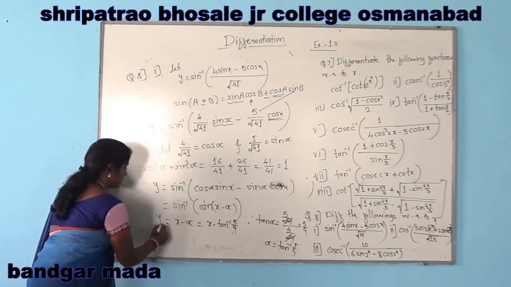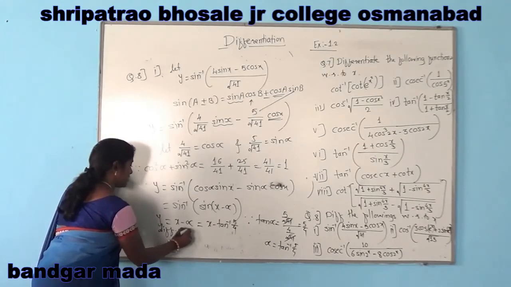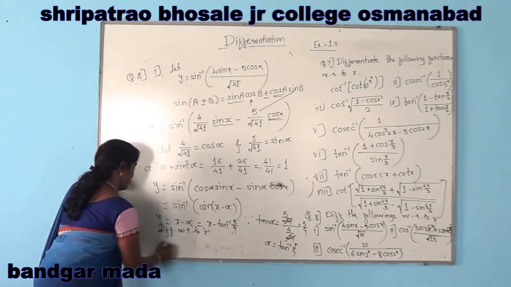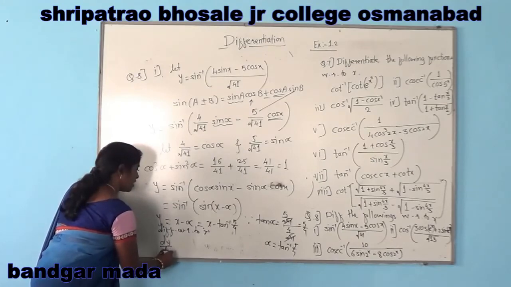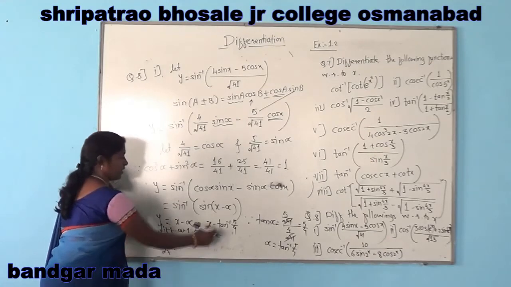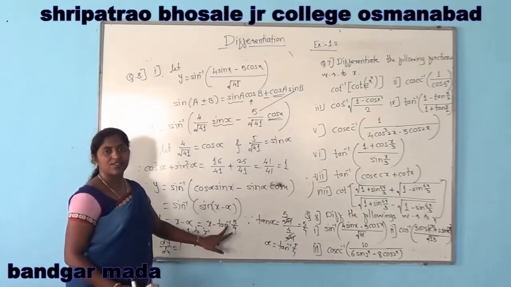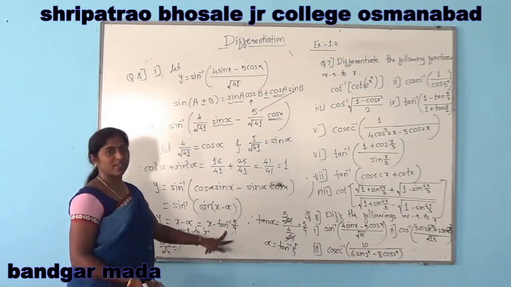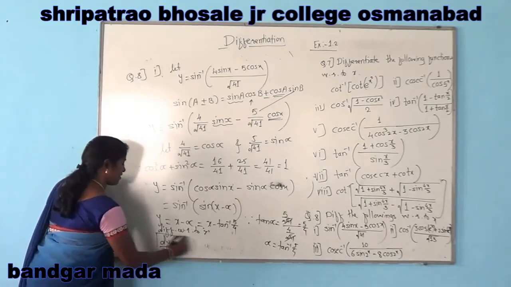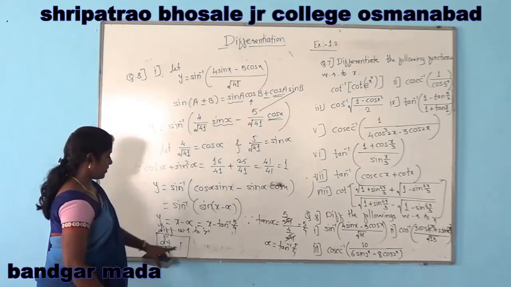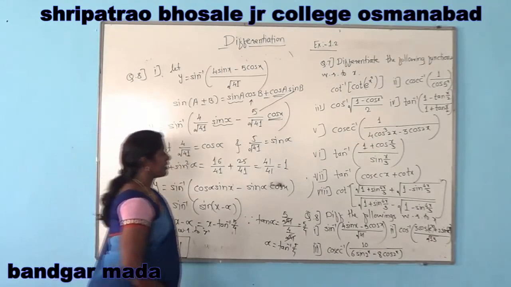So y is equal to... differentiating with respect to x, dy by dx is equal to the derivative of x, which is 1, minus the derivative of tan inverse 5 by 4. It is a constant, it has no variable, so its derivative must be 0. So the derivative of y will be 1.